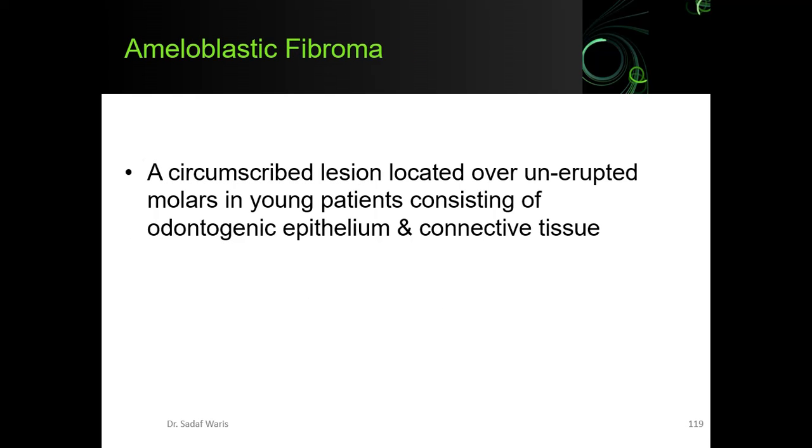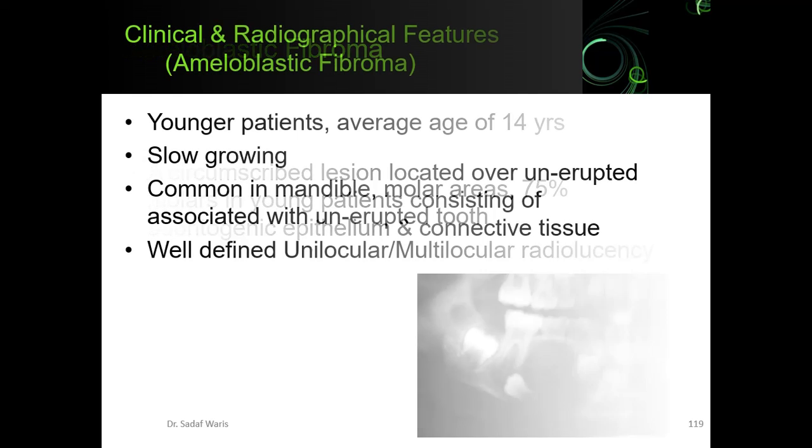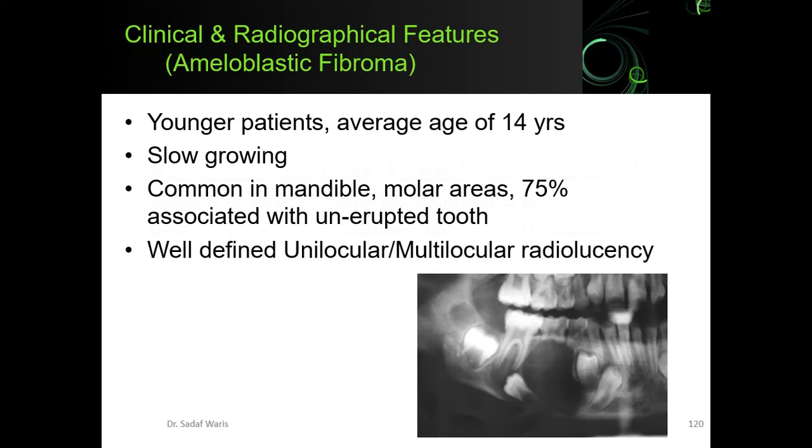Ameloblastic fibroma is a circumscribed lesion which is located over an unerupted molar in young patients. This is a true mixed odontogenic tumor, which is usually seen in the first and second decades of life with a mean age of 14 years. Seldom is it seen beyond the age of 14 years. It is slightly more common in males than females. Approximately 75% of ameloblastic fibromas occur in the posterior mandibular region.